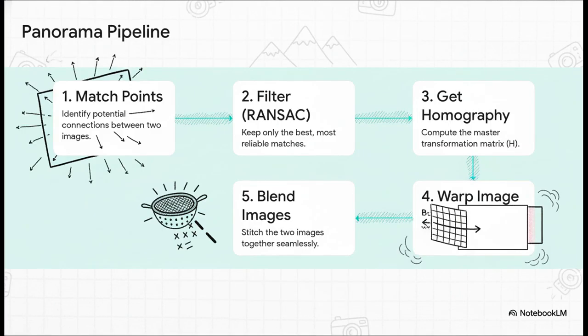So let's just recap the whole pipeline one last time. Step 1, find matching points. Step 2, filter out the bad ones with RANSAC. Step 3, calculate the master homography matrix. Step 4, warp the image's perspective. And Step 5, blend the images together. 5 clear steps, from separate photos to a perfect panorama.